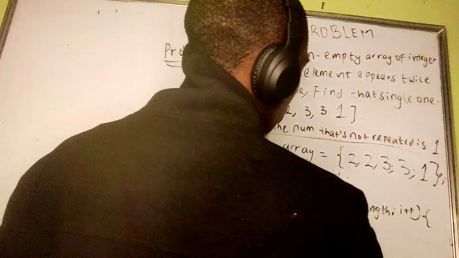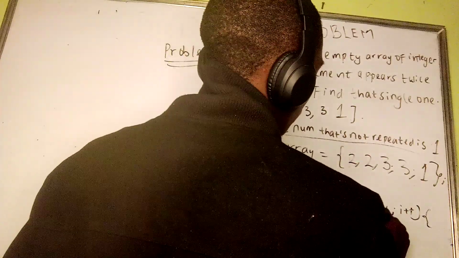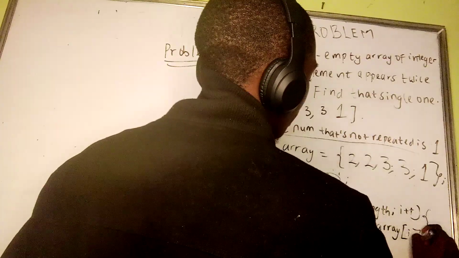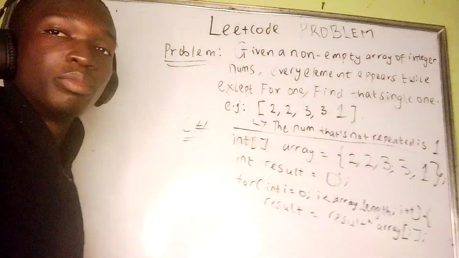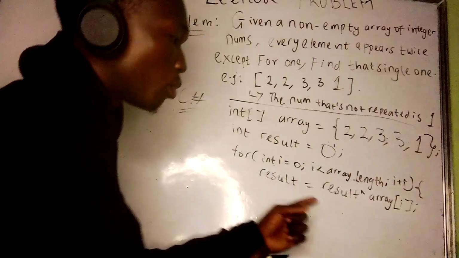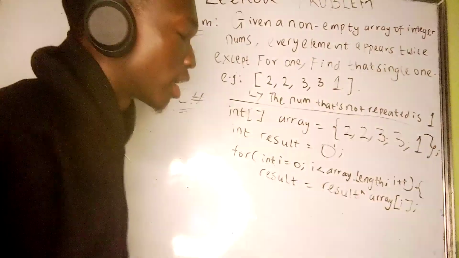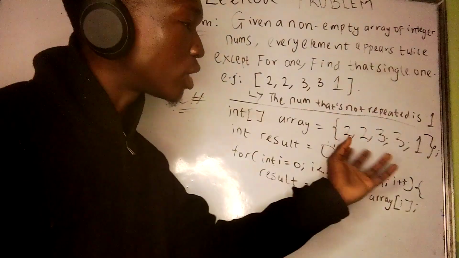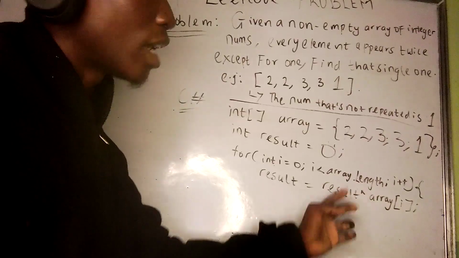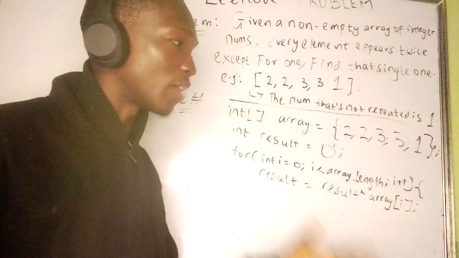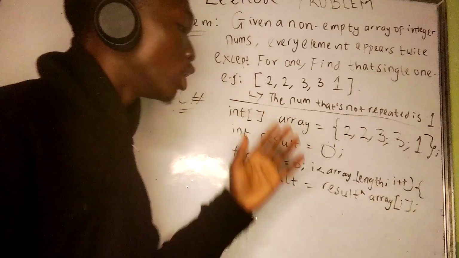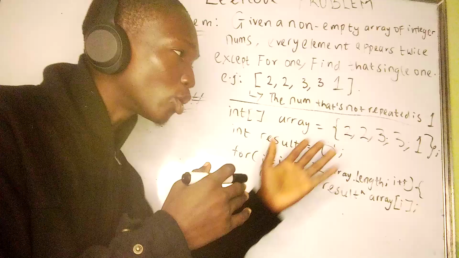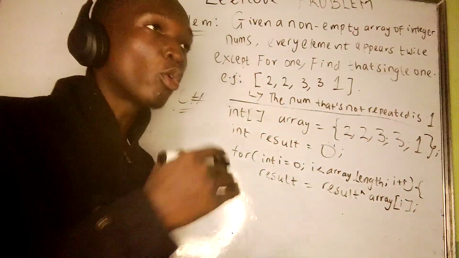Then result will be equal to result caret array at index i. Let me quickly explain what this is basically doing. It is helping us to search through this array. I think this caret is the XOR operator on integers. It is used to search through an array. So it is searching through this array, and then it is able to map out which element of the array appears only once.